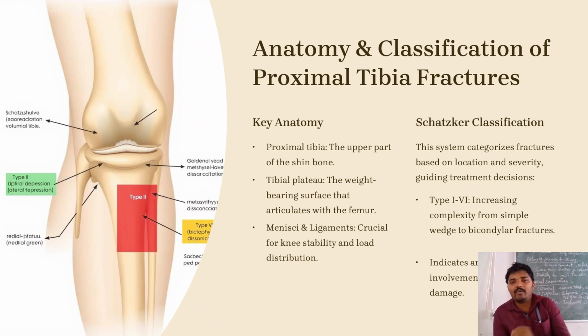Then you go for the Schatzker classification. This system categorizes the fractures based on location and severity, guiding treatment decisions. Type 1 to 6 shows increasing complexity from simple wedge to bicondylar fractures. That indicates the involvement of the articular surface, intra-articular damage at the fracture site.